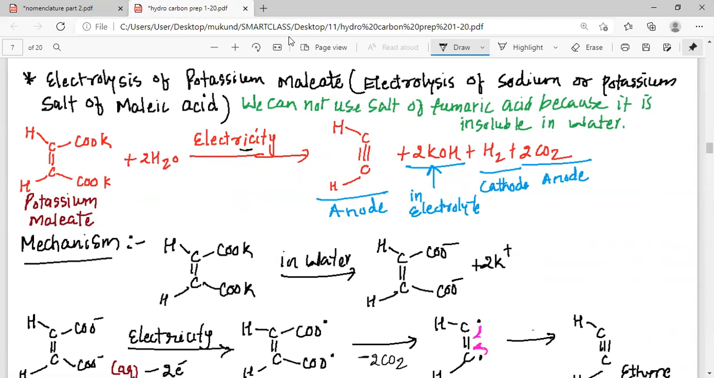When we pass the electricity, at the anode we get ethyne, and in the electrolyte, my dear students, we may get potassium hydroxide. At the cathode, we get hydrogen gas, and at the anode, we get carbon dioxide gas. So how does this happen? Let us look into the mechanism.